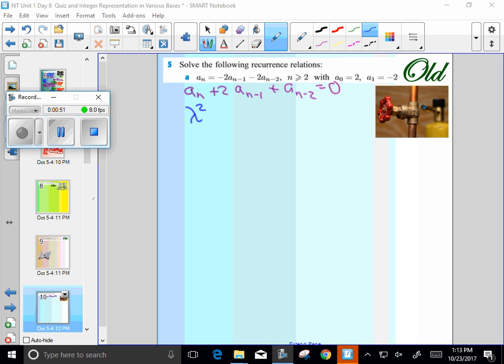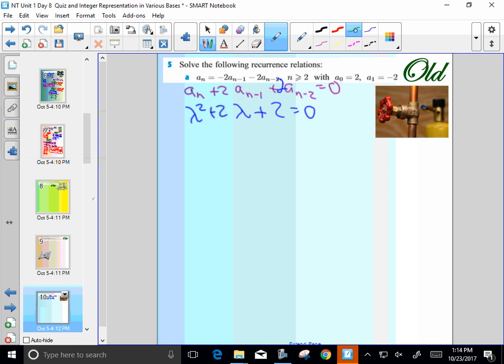Lambda squared plus 2 lambda plus 1? No, 2, yeah, because 1 would factor. 2 will not. Okay, then we do our little quadratic formula.